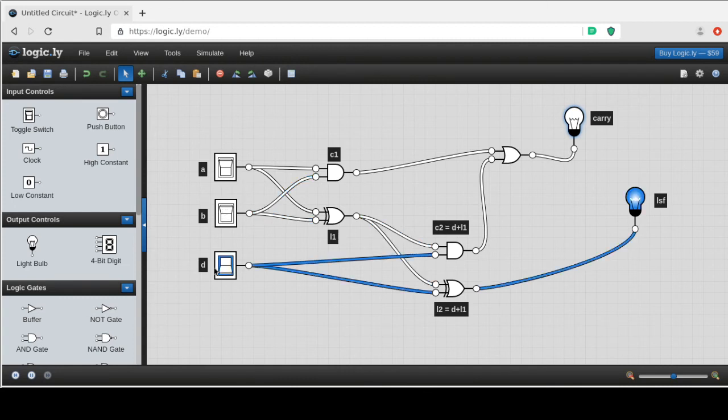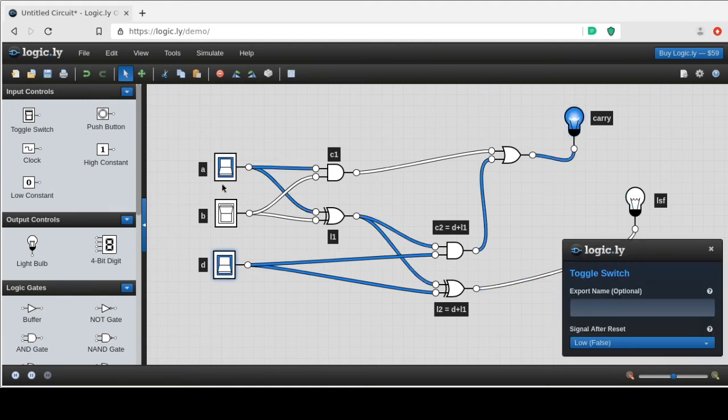The last one is 0 plus 0 plus 1, and it's 1 carry 0. So we went through all the possibilities of 1 added to 2 zeros. No matter where the 1 is, no matter where the zeros are, you're going to have 1 carry 0. Let's do it again.